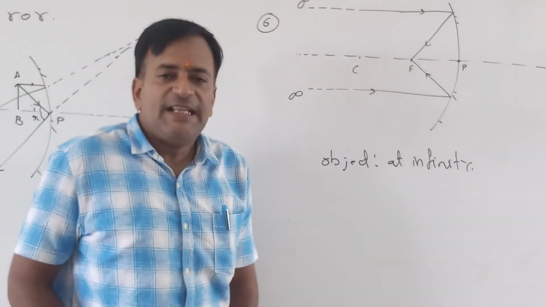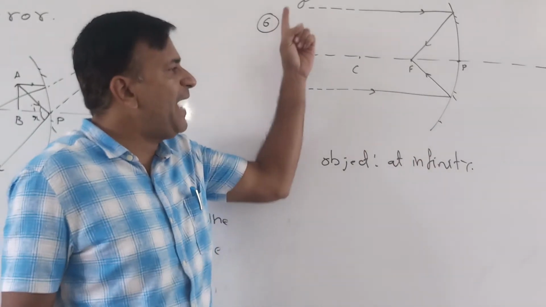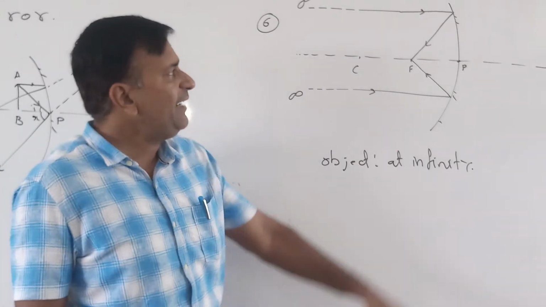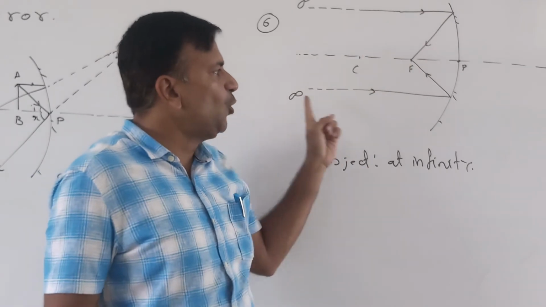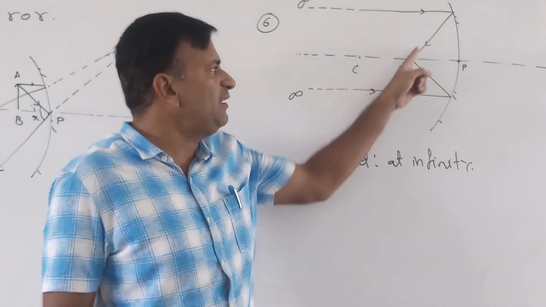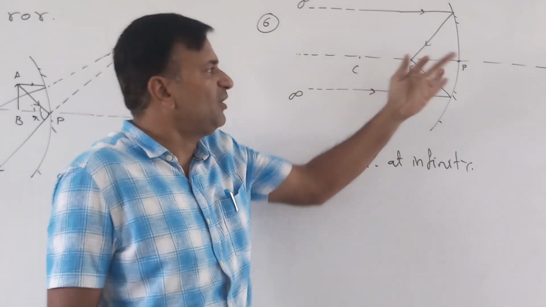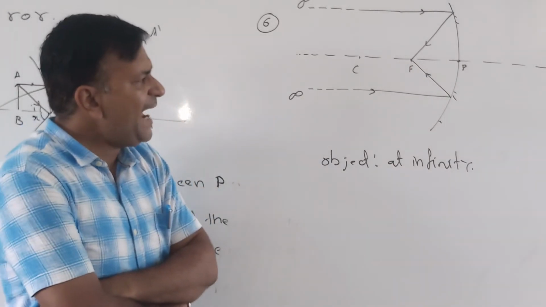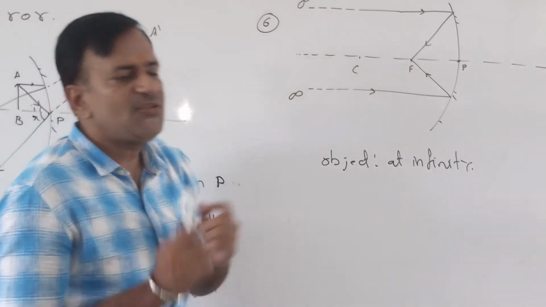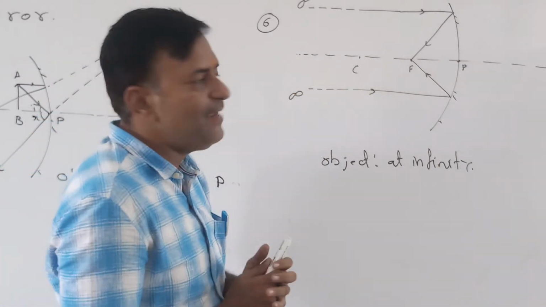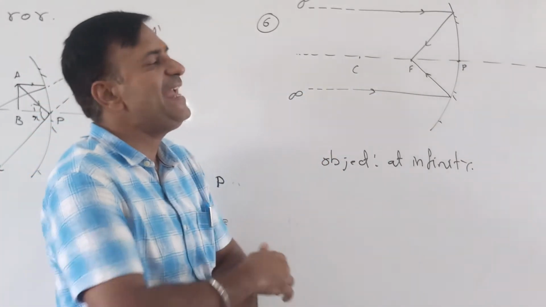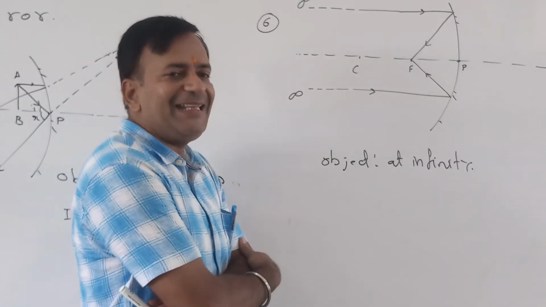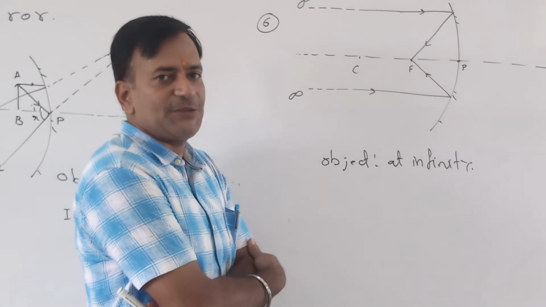infinity. So the rays coming from that object are parallel to principal axis, are parallel to themselves also, and all the rays that are parallel to principal axis, after reflection they will pass through the focus. That means they will meet at the focus, and at the focus the image is formed. Now you cannot see the image, you cannot mark the points A and B. For what reason? For the reason that image is highly diminished.